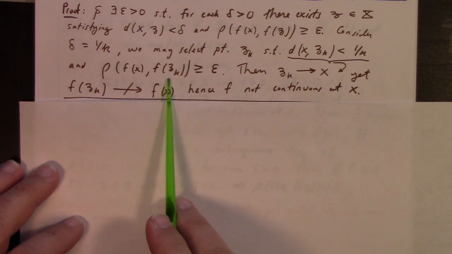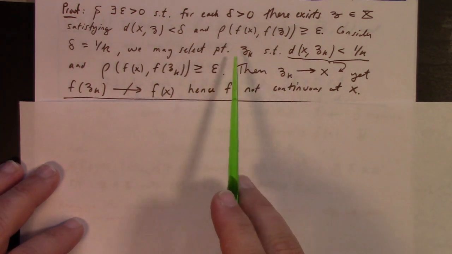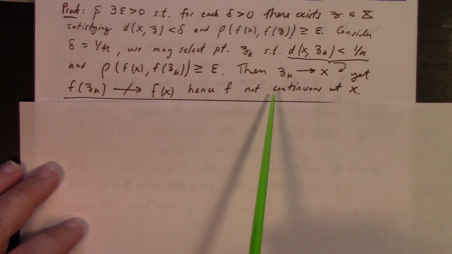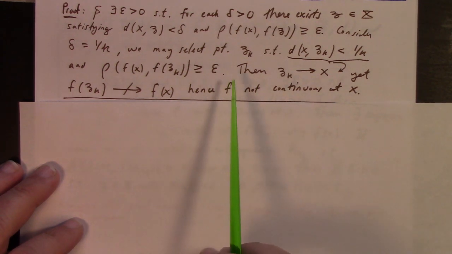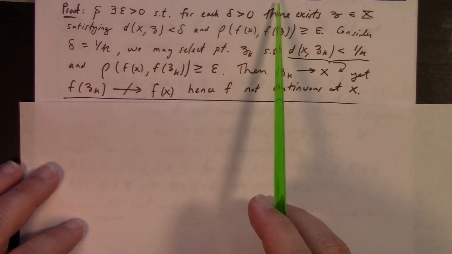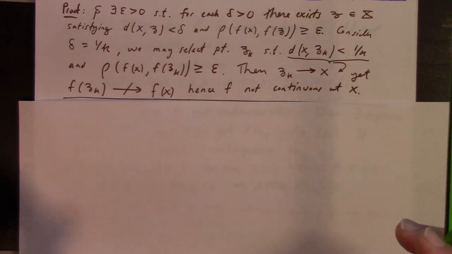And remember, the sequential definition requires all convergent sequences to produce convergent images for the continuous function at the point. So this is not that, which implies that f is not continuous. So what we did was we showed that not meeting the Epsilon-Delta criteria implies not having continuity. All right, and then turn that around. That gets us that the Epsilon-Delta characterization of continuity implies the sequential characterization of continuity.